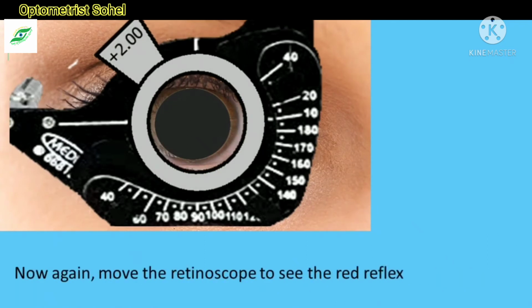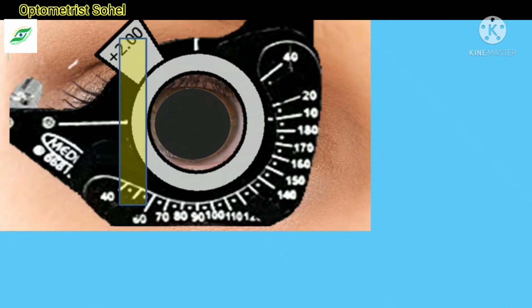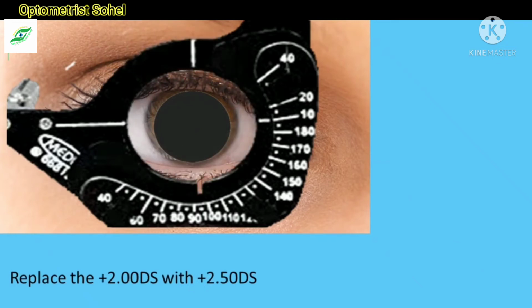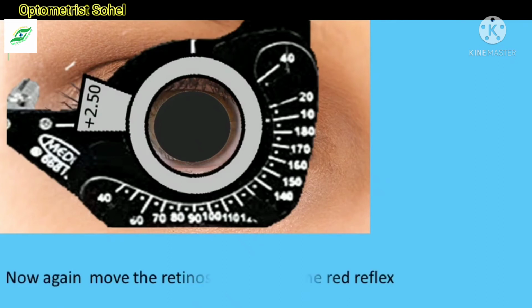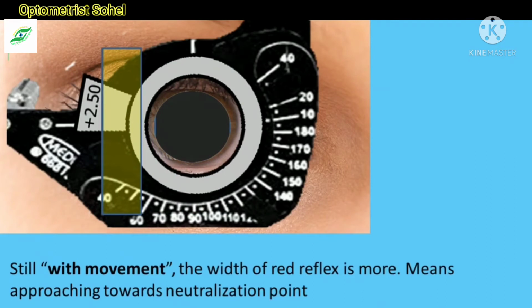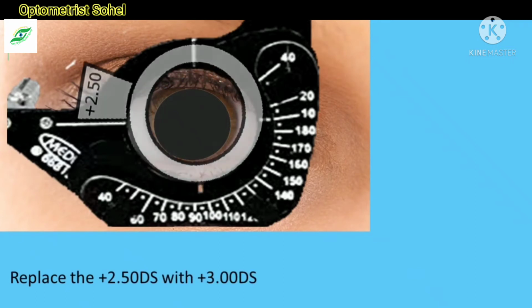Now again move the retinoscope to see the red reflex. Still with movement, the width of the red reflex is more. Replace the plus 2 with plus 2.5 diopter. Now again move the retinoscope to see the red reflex. Still with movement, the width of the red reflex is more, meaning approaching towards the neutralization point. Replace the 2.5 with plus 3.